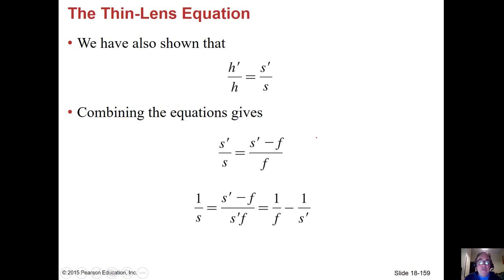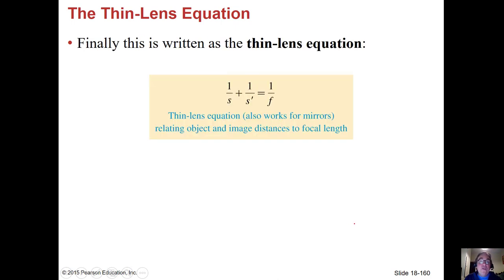And then you could do a little bit of algebra. From this equation, just divide both sides by S prime. When you divide the left-hand side by S prime, the S prime cancels out, so you're left with 1 over S. Then divide the right-hand side by S prime, you get this relationship. Put S prime over this and put F over this. You'll see that some things cancel out, and you get the lensmaker's equation. So 1 over S is equal to 1 over F minus 1 over S prime, or you could rewrite it like this.